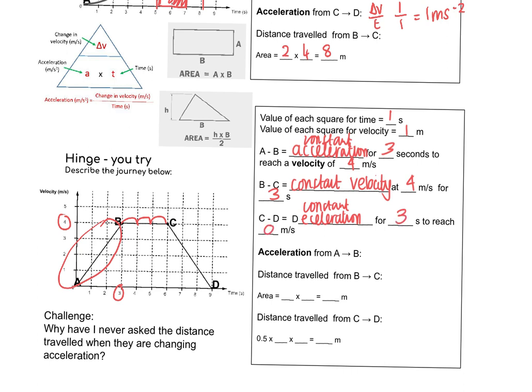So our acceleration from A to B, we'll do our change of velocity, which is 4, and we're going to divide it by how long it took. 4 divided by 3, 1.3 recurring. Distance travelled from B to C, so it's 3 seconds, 4 meters, 12. C to D is our triangle at the end, so when it's decelerating. So again, it's gone 3 seconds and 4, but this time we're halving it because it's a triangle.